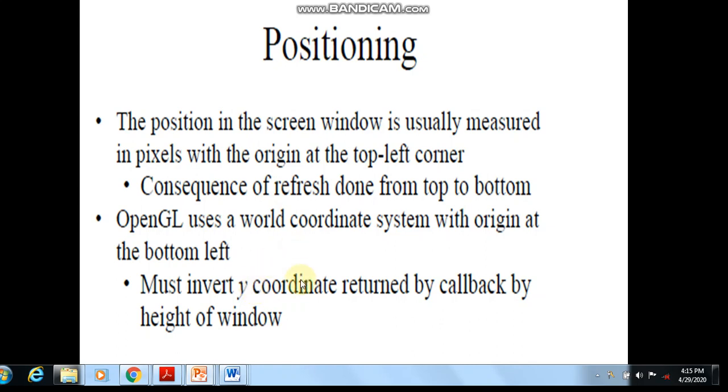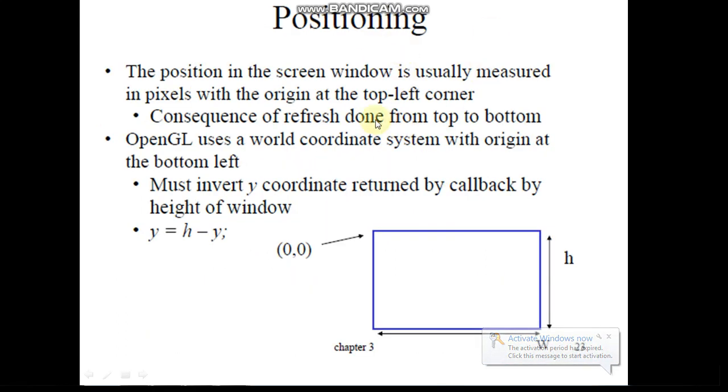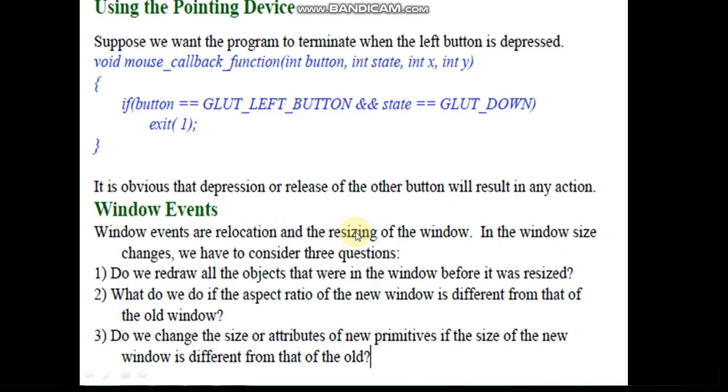Must invert the y coordinate returned by the callback. Y is the height of the window, right? So let us go for the positioning. Here you can observe what window coordinates are, which we have learnt in the 2D viewing, right? See, this is the width and this is the height. From 0 0 it is starting here, right?